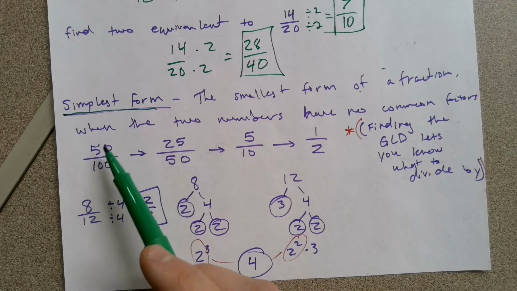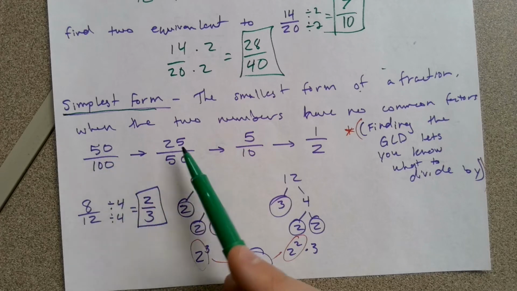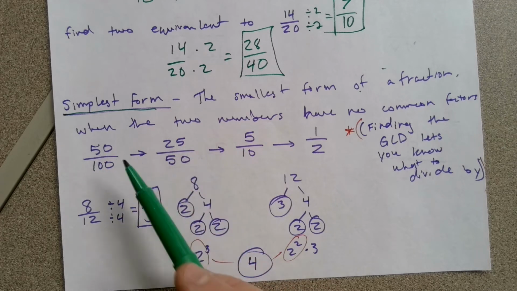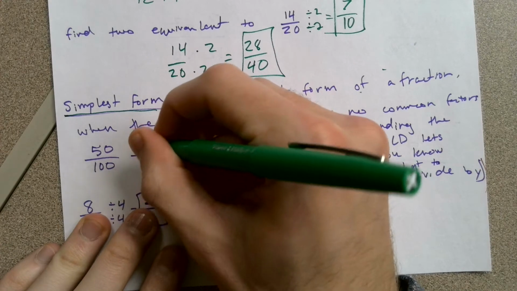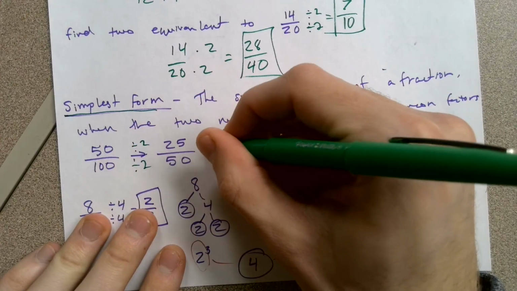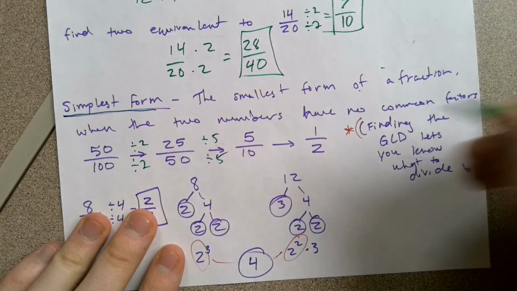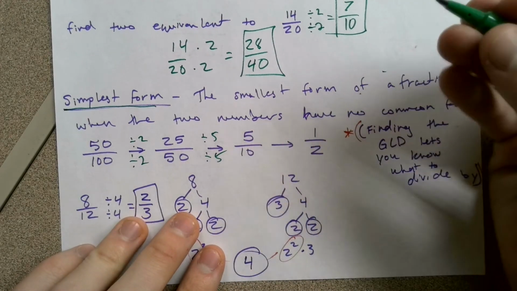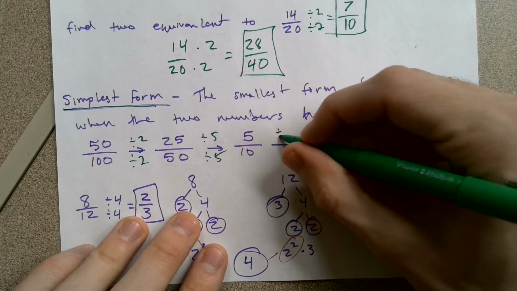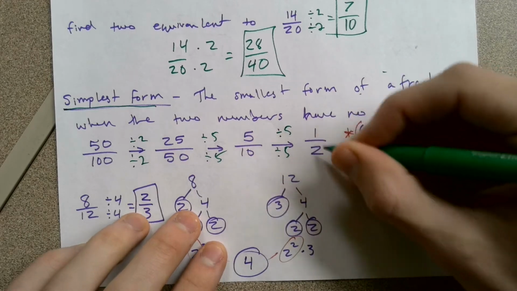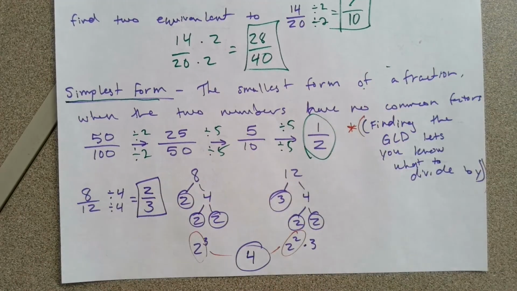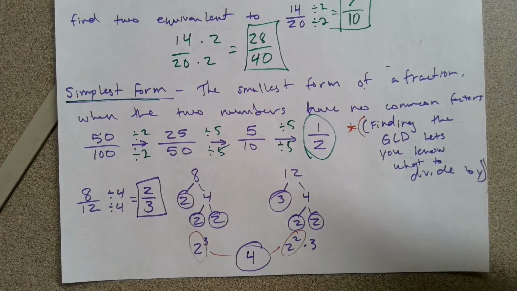I put an example on here. We started with 50 over 100. Simplify that, 25 over 50. Divide each side by 2. I then divided it by 5 because I could see they both could be divided by 5. Got 5 over 10. From there, I divided them by 5 again and got 1/2. Those couldn't be divided any further. That was my simplest form.